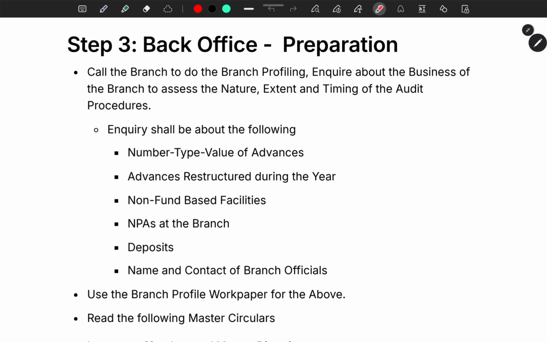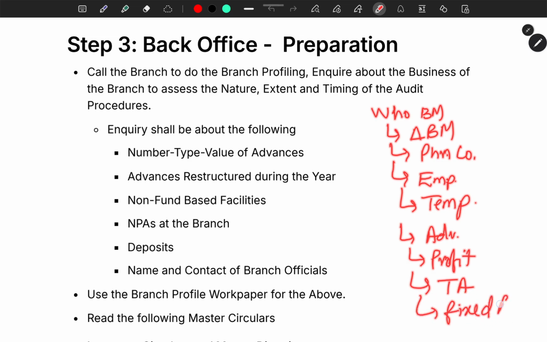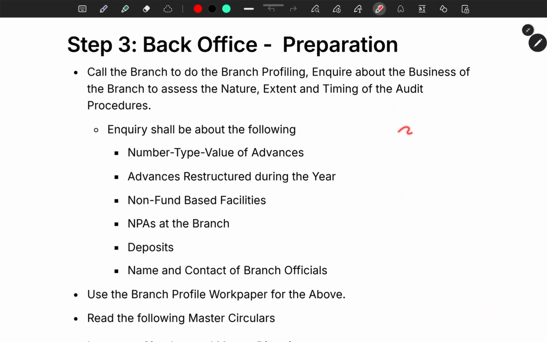It's basically like onboarding a client. What you do is you try to write up the basic details, like who is the branch manager, whether there was any change in branch manager, what is your phone number so I can contact you handily, how many employees on payroll, how many temporary employees, how many advances, how much profit, what is the total asset, whether fixed asset is maintained at branch, fixed asset register maintained at branch or at HO, etc. There are a lot of questions you can ask for risk assessment. This is basically done for preliminary risk assessment.